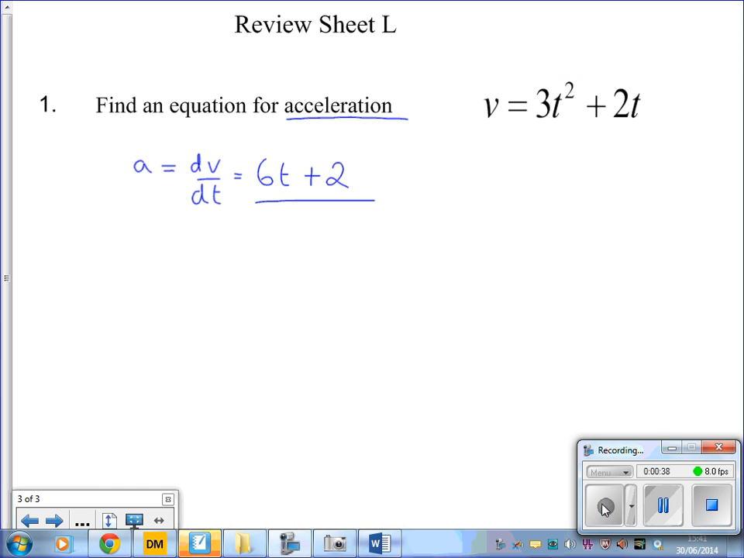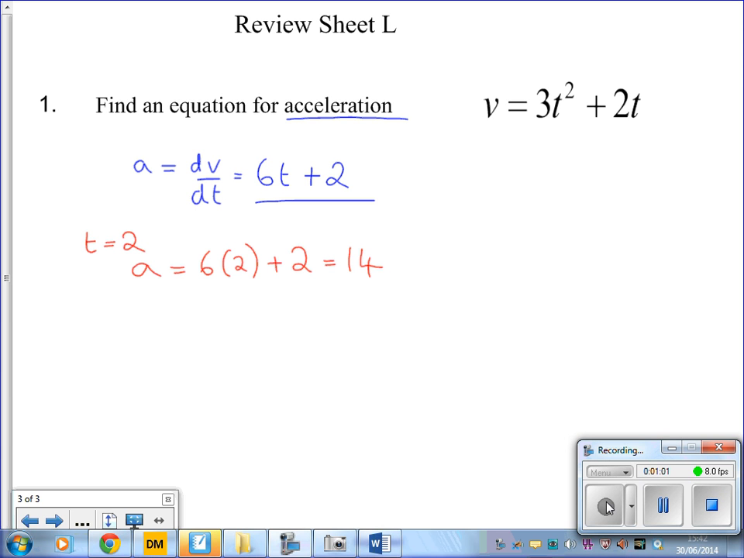The next part of the question says, what is the acceleration after 2 seconds? So I'm going to substitute in t equals 2 into the equation I've just found for acceleration. So a equals 6 times by 2, which is 12, add 2 to get 14.